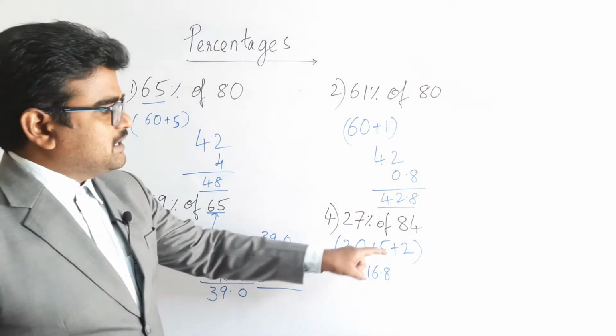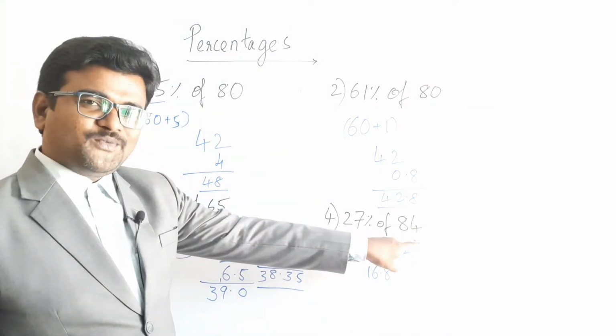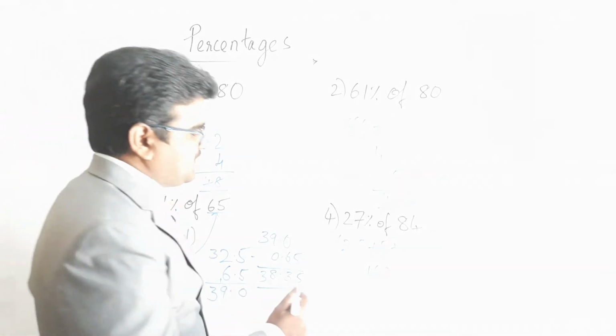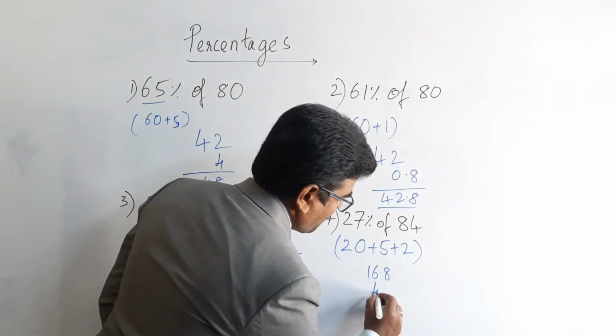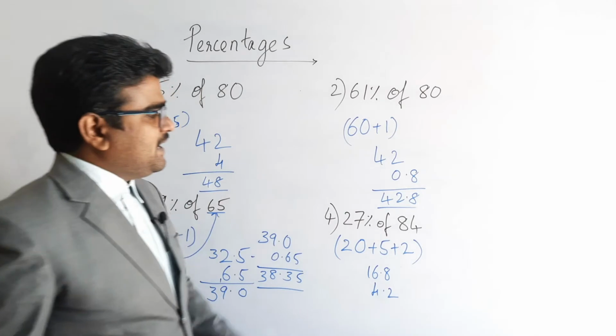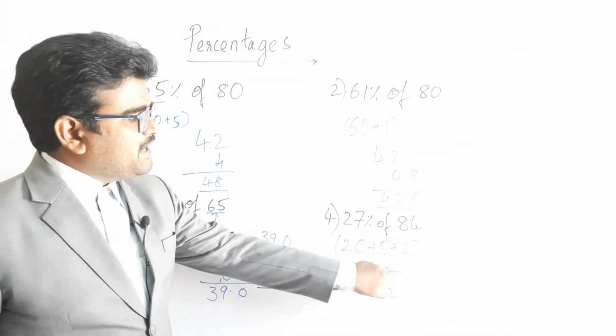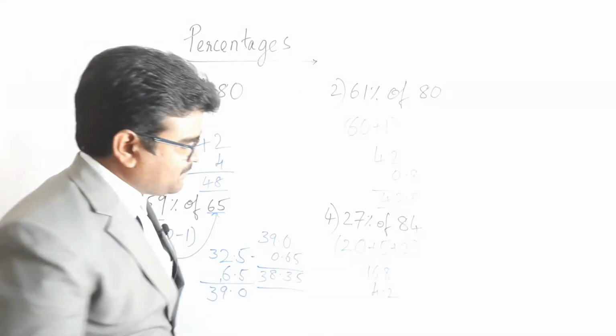What is 5%? 10% is 8.4. 5% means half of 8.4. That means nothing but 4.2. And again 2%. So 20% is 16.8. 2% means put a point here. That means it becomes 1.68.